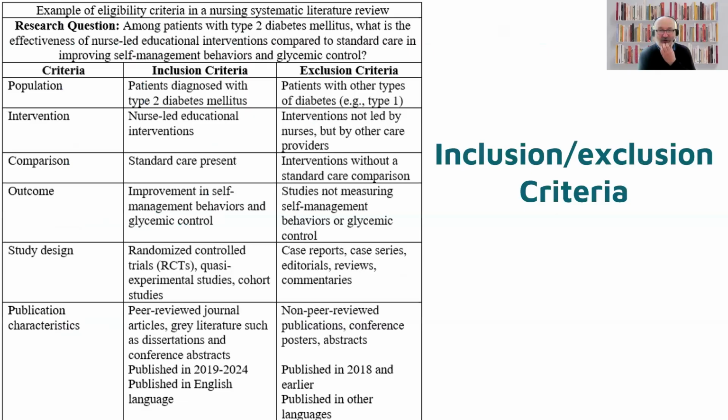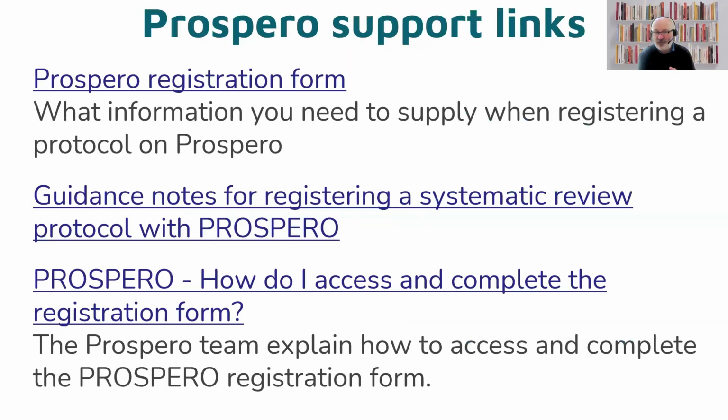And this is just an example of a potential inclusion-exclusion criteria. But it'll all change depending on your own specific inclusion-exclusion in your own question. So there are some links here on Prospero, how to register a protocol in Prospero, if that's what you're doing as well.